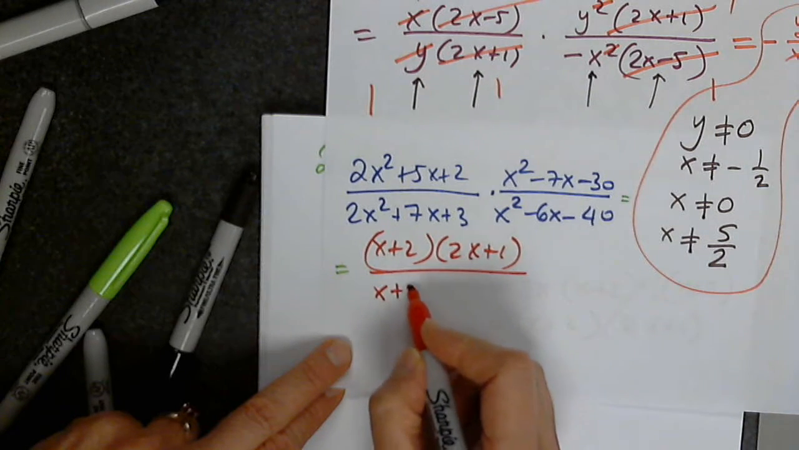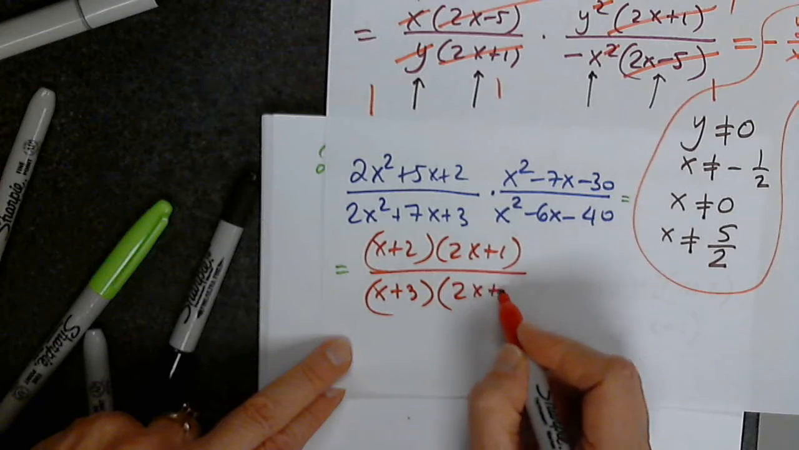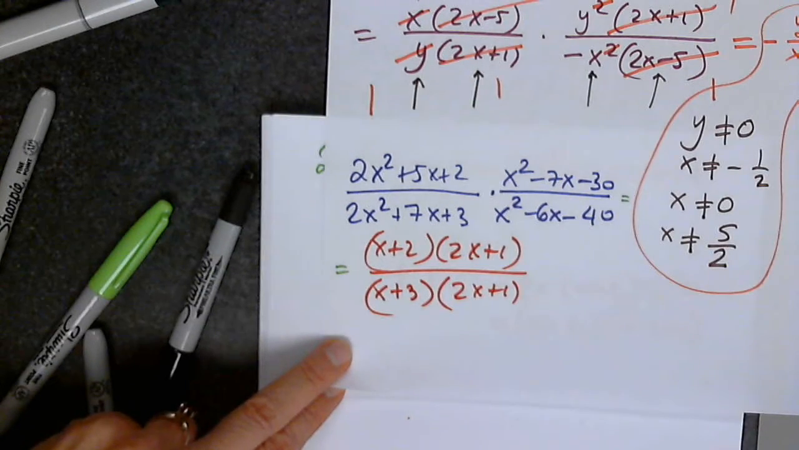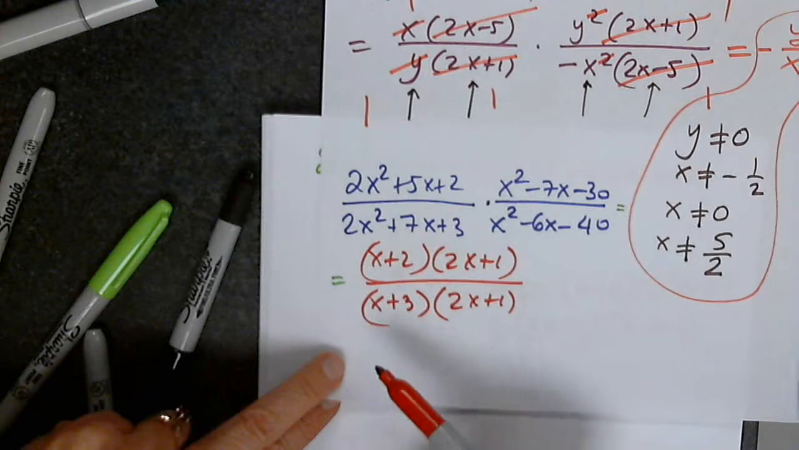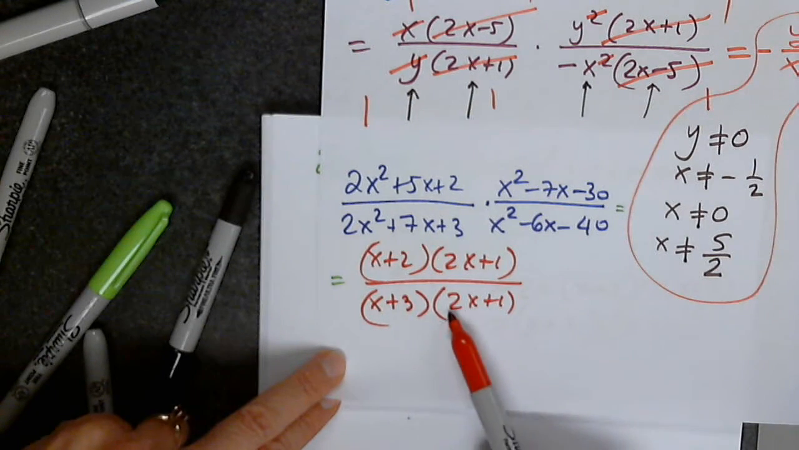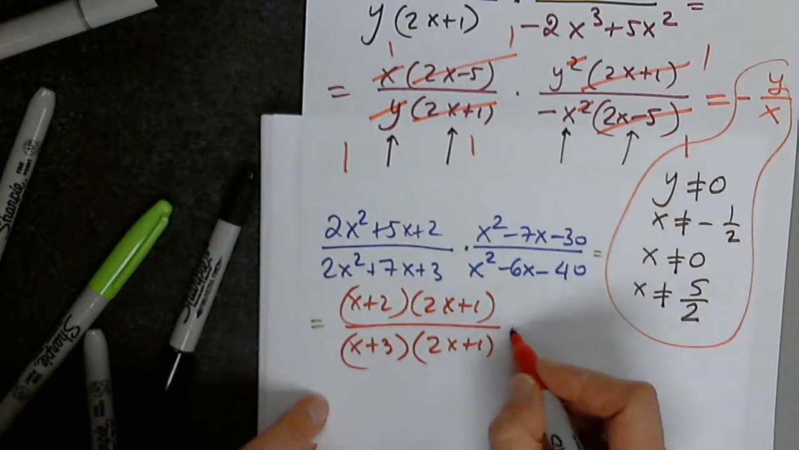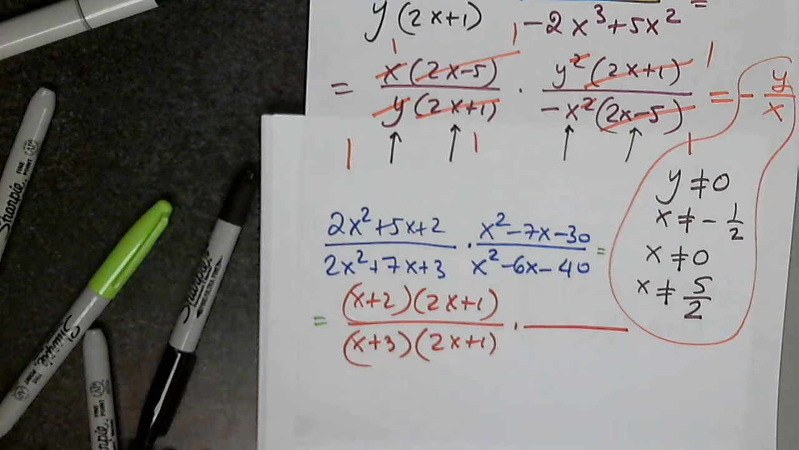So we said x plus 3 times 2x plus 1. Do you all agree with x plus 3 times 2x plus 1? Easy to check. 2x squared. Positive x plus 6x is 7x. 3 times 1 is 3. Perfect. Now can anyone give us the top?